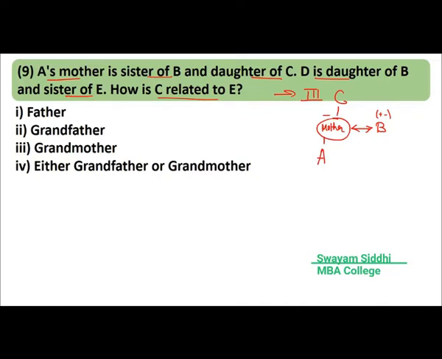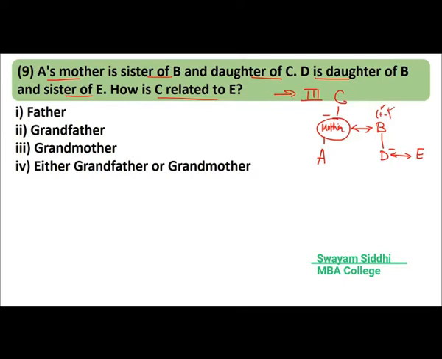D is daughter of B, and sister of E. So D is sister of E. Okay, right? How are C and E related? They have asked. Now, these two are brother sister or sister sister, right? Either male or female. So siblings.